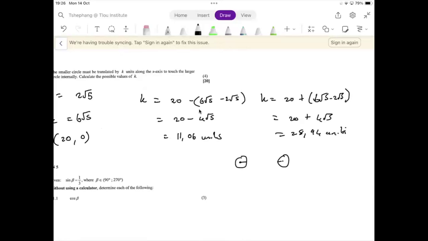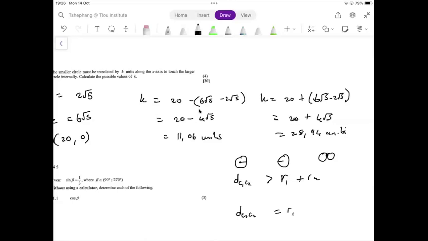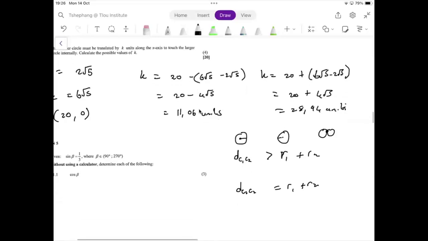If these circles are not touching, we know that the distance of center 1, center 2 will be greater than R1 plus R2. Now, if they are touching at a single point, we know that the distance of center 1, center 2 is equal to R1 plus R2. Now, if they're touching internally, it simply means that the distance C1, C2 will be less than R1 plus R2. Those are the conditions that you need to remember, right?